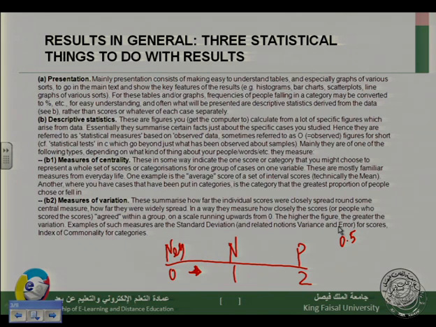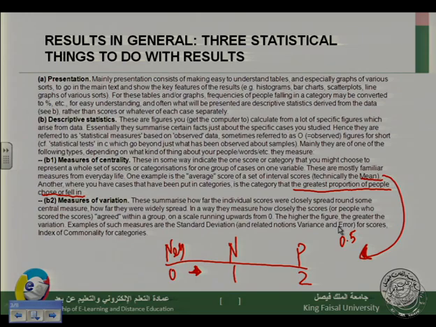These are mostly familiar measures from everyday life. One example is the average score of a set of interval scores, technically the mean. So this is what we are talking about, the mean. Another, where you have cases that have been put in categories, is the category that the greatest proportion of people chose or fell in.